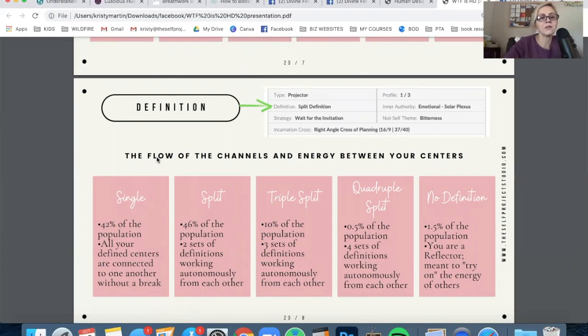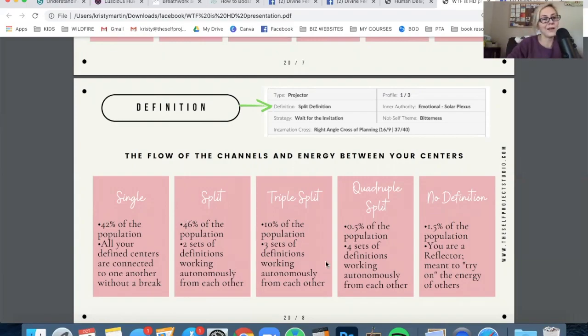Mine's a single definition. So all of my centers that are defined, so that are colored in, are all connected together by channels that are also colored in. If you have a split, that means you've got two sets. So you've got two basically different sets of those energy centers that are connected, but not connected to each other. I hope that makes sense.